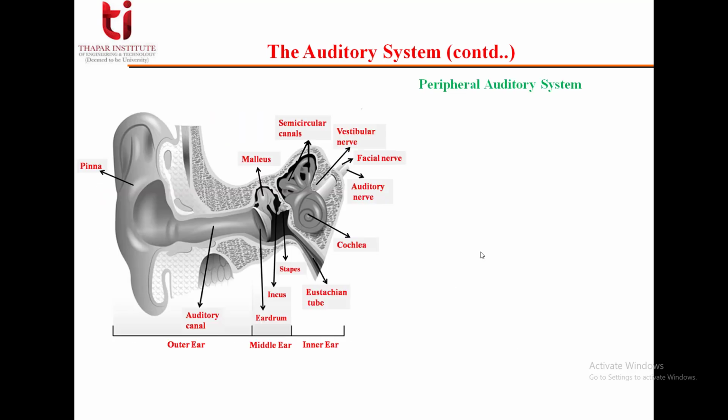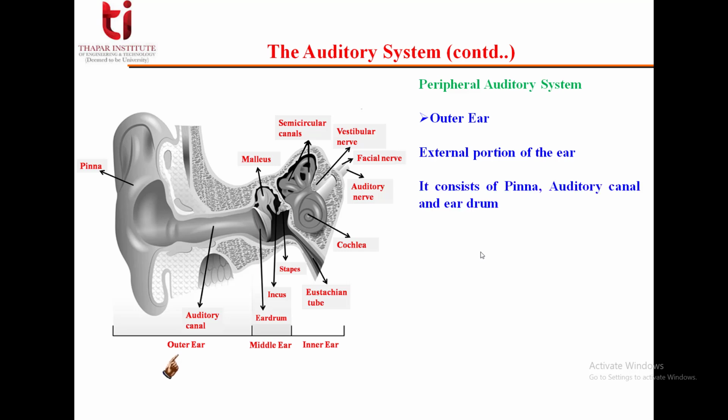Now let's begin with the peripheral auditory system. Basically, it includes the outer ear, middle ear, and the inner ear. So we'll discuss one by one. Let's start with the outer ear. Outer ear is the external portion of the ear, therefore it is also termed as external ear. It consists of pinna, auditory canal, and the eardrum.